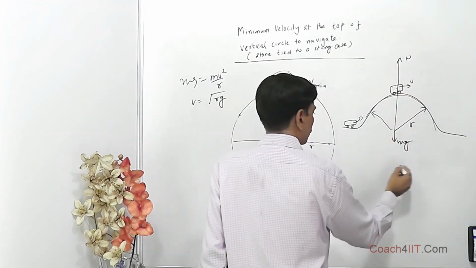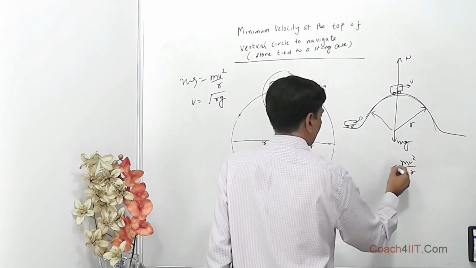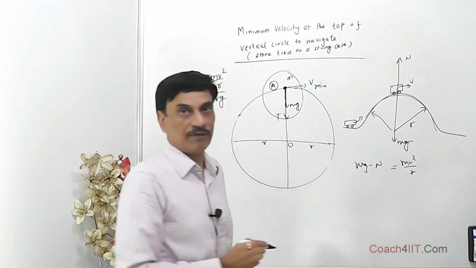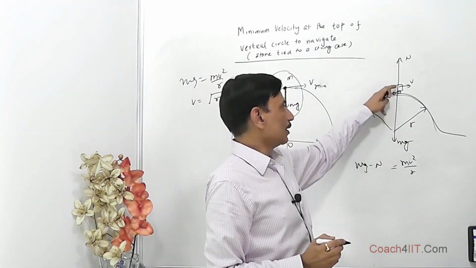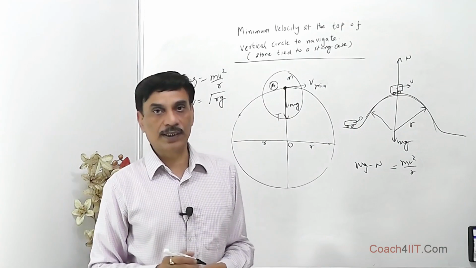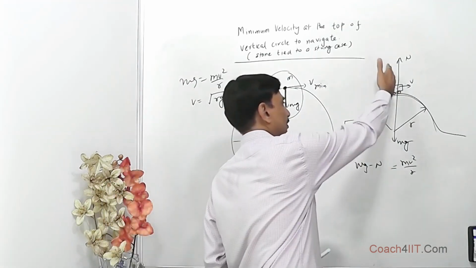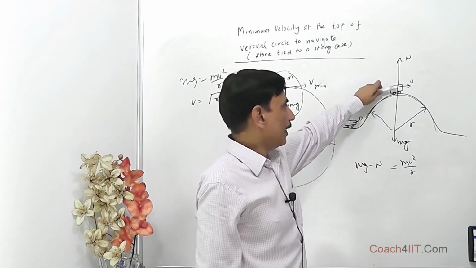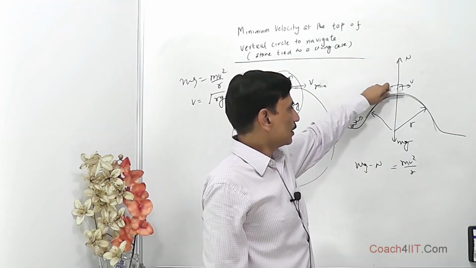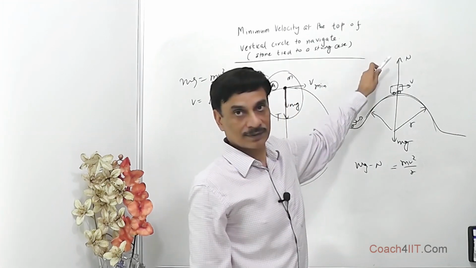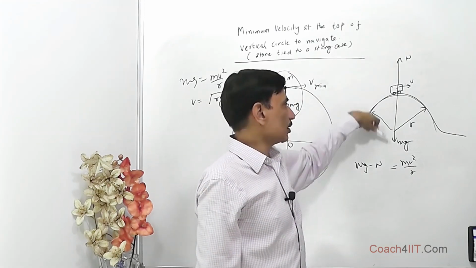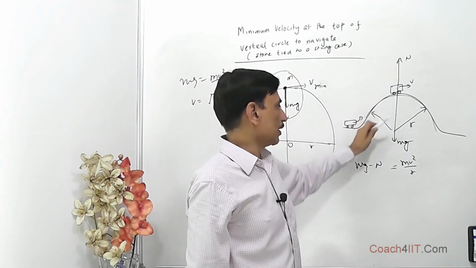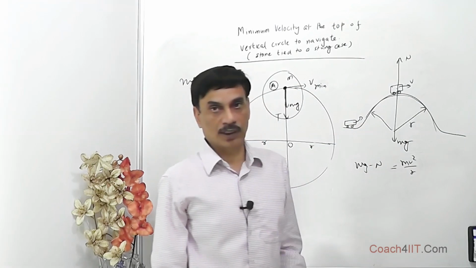Suppose speed is v, so the requirement is mv square upon r, and this is going to be met by mg minus n is equal to mv square upon r. Mv square upon r is the requirement of centripetal force toward the center, and along the radius there are only two forces. One is mg, which is acting on the body in the downward direction, and n is the normal reaction which this surface is applying on the body at an angle of 90 degrees. Net force is towards the center, so that's why mg minus n is equal to mv square upon r.